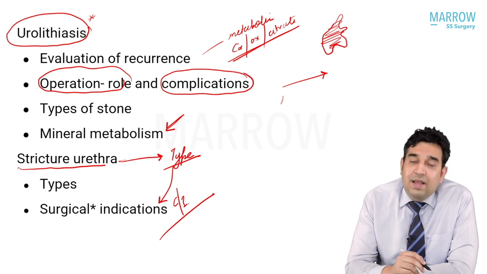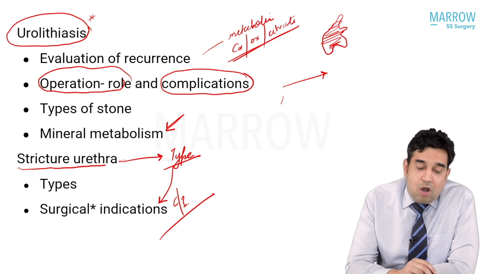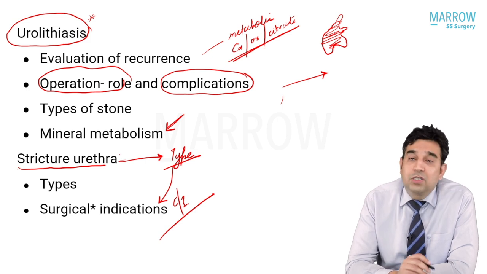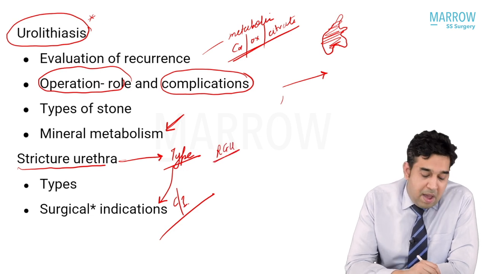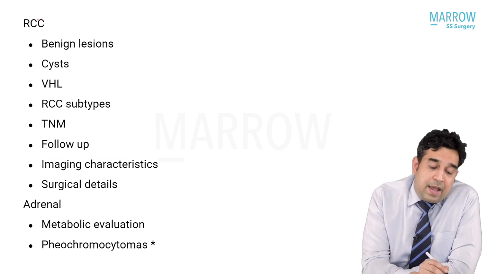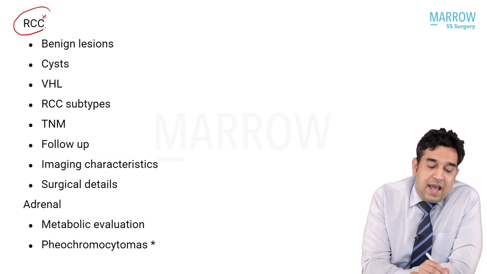So all these kind of things can come as questions on stricture urethra. But stricture urethra is not something which is very, very commonly asked. Mainly, you should know about RGUs, how to read them and how to manage them. Then again, a very hot topic is renal cell cancers.